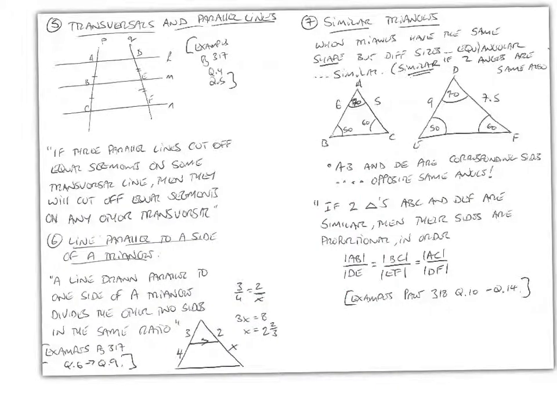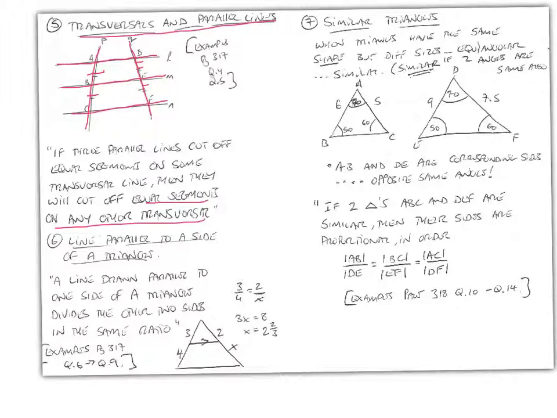The fifth theorem is to do with transversals and parallel lines. If we have three parallel lines, L, M, and N, the theorem states that they cut off equal segments on some transversal line, like this P, so length AB is equal to BC. Or there's another transversal here, Q, where DE is equal to EF. So then they will cut off equal segments on any other transversal.